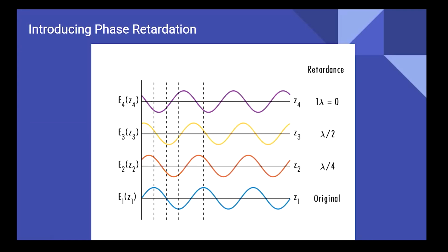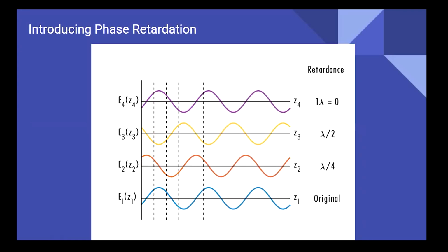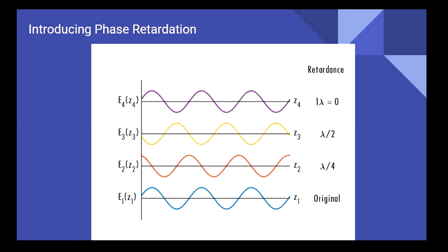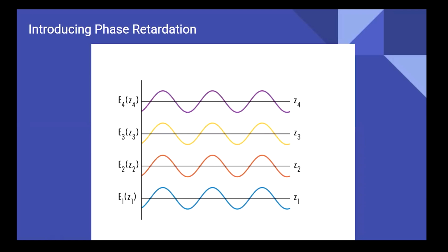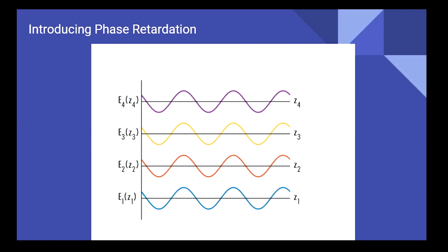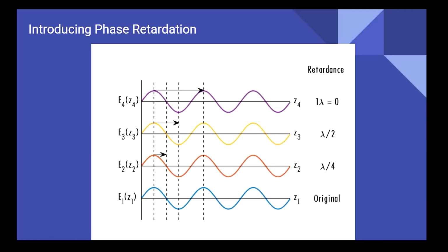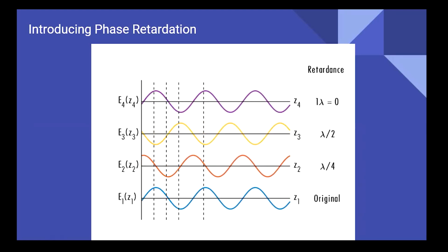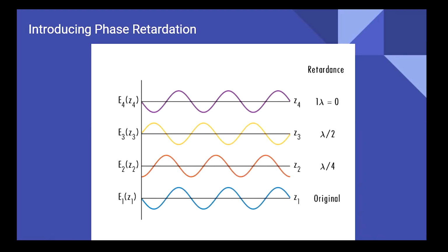So basically you're just, in a sense, delaying one wave relative to the other. Lambda is just your wavelength. Wavelength is just, say, from one crest to the next crest, that distance. So you can basically use these components to introduce different degrees of delay. Everyone all right?